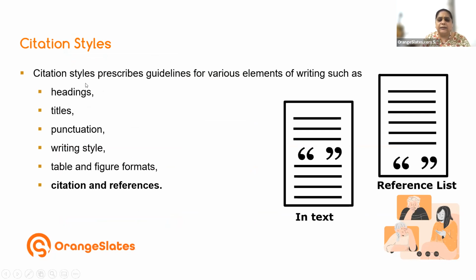So what do citation styles basically prescribe? They prescribe how to write the heading, the font size, the font, and how to write the titles, where the punctuation should be, what is the style of writing you should use, how the different tables and figures are to be formatted, and most importantly, what we will be talking about is citations and references.